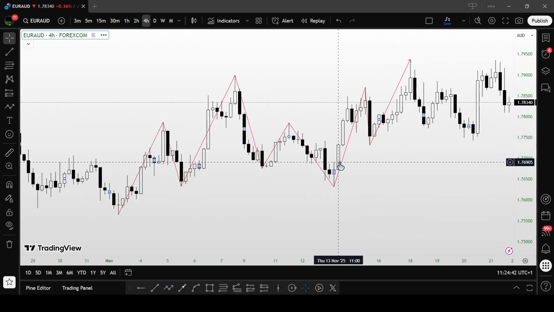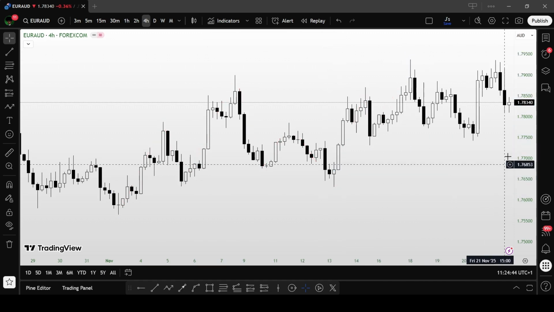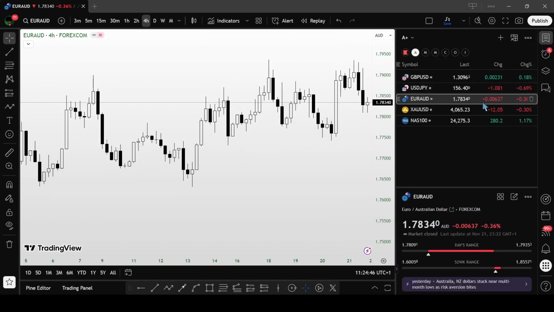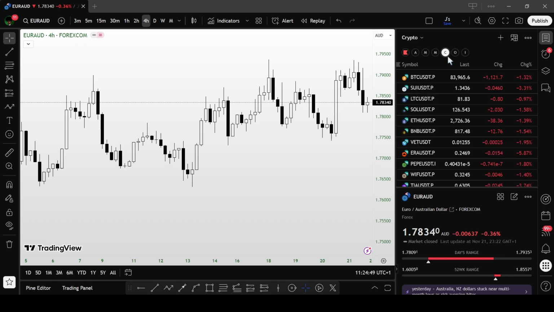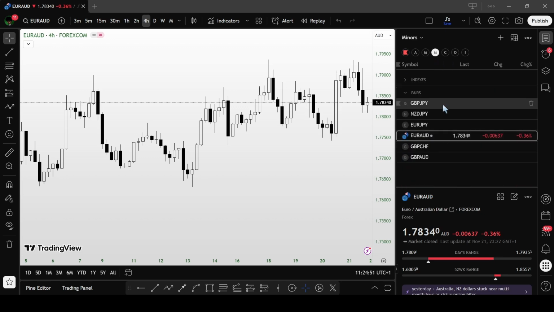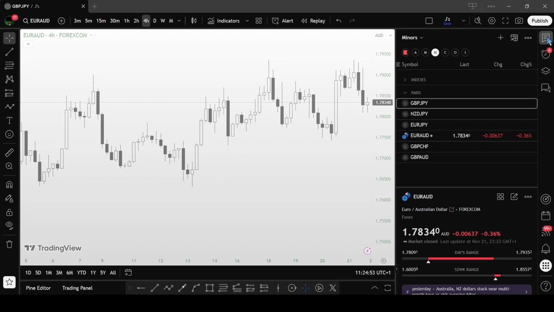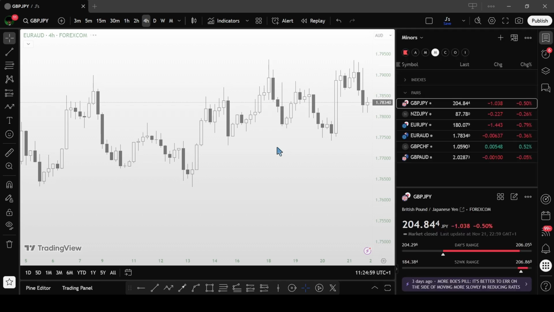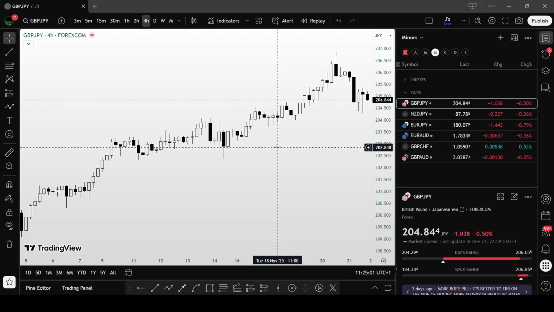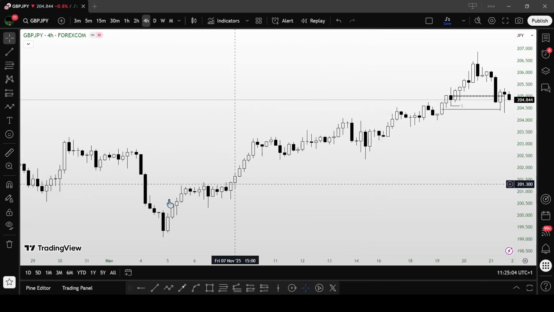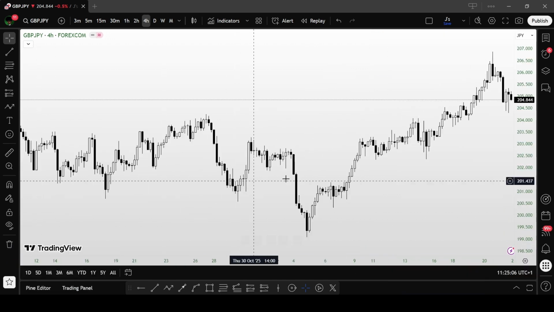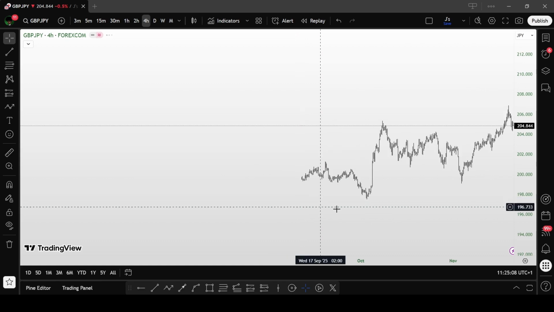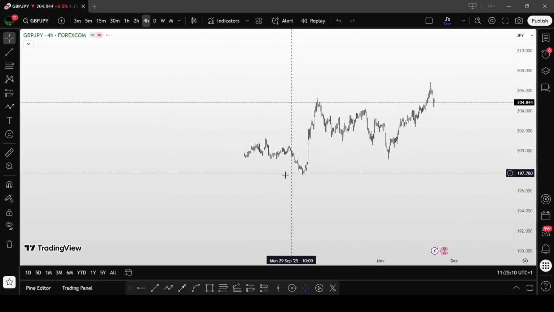Although EURUSD has been ranging for a while, so let us look into something else. Let's look into GBPJPY. I feel like we should have a nice trend there. We need to look into different types of trends: downtrend, uptrend, and range. So hopefully we are going to see some of them over here. Now let's see what we are working with.